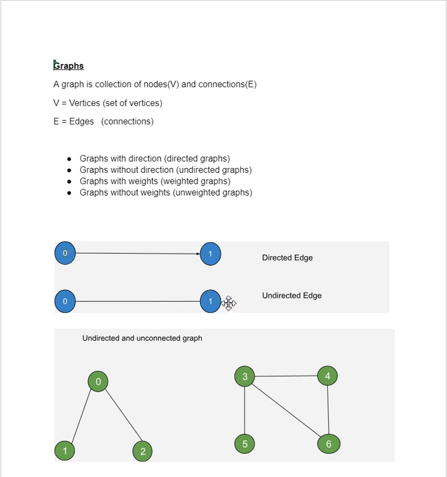The second one is an undirected graph, or an undirected edge. Here, you can say that node 0 and node 1 are connected via an edge, but there is no direction. That means you can go from node 0 to node 1, and also you can go from node 1 to node 0.